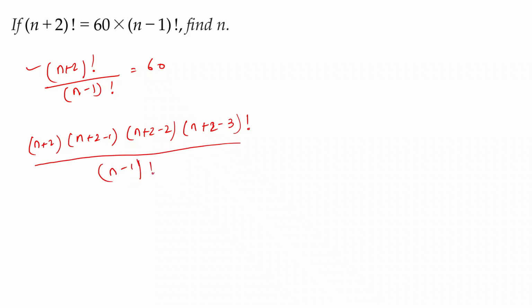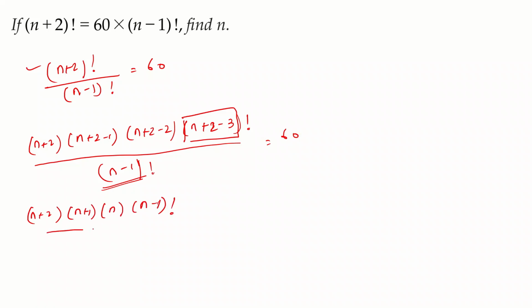So the reason here is that this last bit is going to be the same exact thing as this one, and then they will be getting cancelled out. So what we have is n plus 2 times n plus 1 times n minus 1 factorial divided by n minus 1 factorial is equal to 60, and these two terms over here are no more. And now we have to find out the value of n.